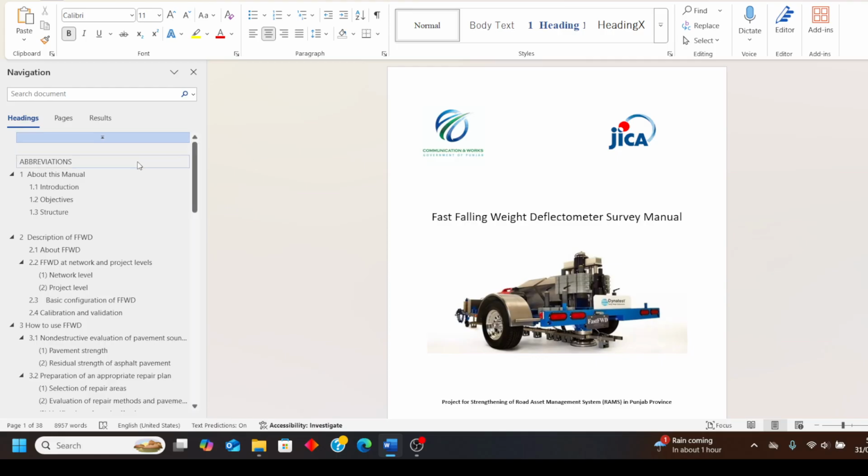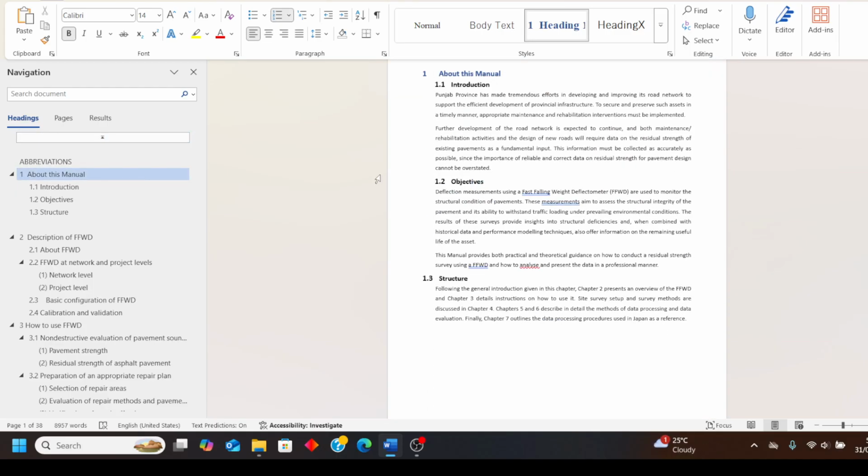So, coming towards this manual, it has a total of 6 chapters. The first chapter is the introductory chapter. Punjab is basically upgrading its roads and needs reliable data on pavement conditions. So the FFWD survey gives the residual strength information, which helps in maintenance planning and design. So why does residual strength matter? Because a pavement may look fine apparently but could have internal weaknesses. So FFWD reveals the actual load bearing capacity.